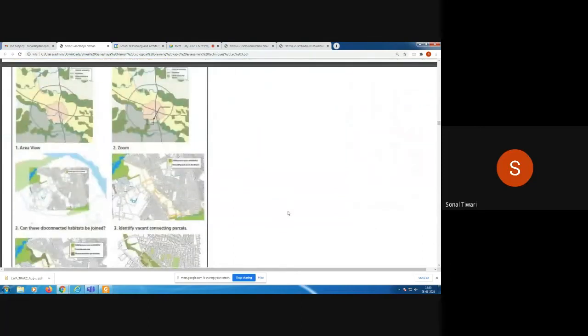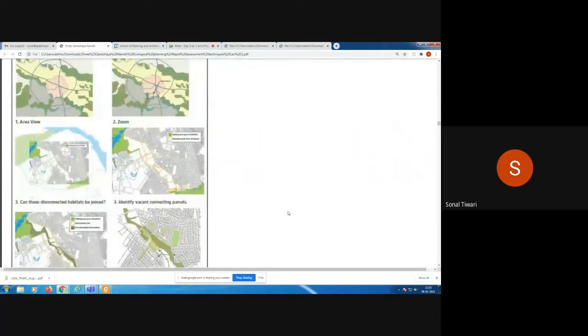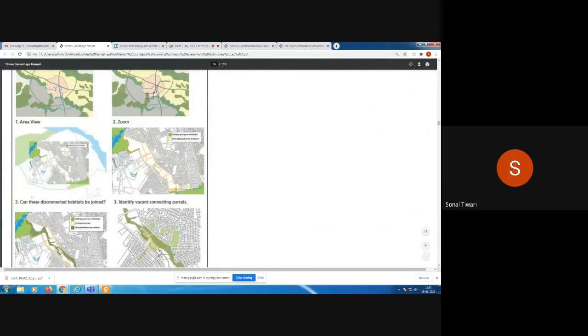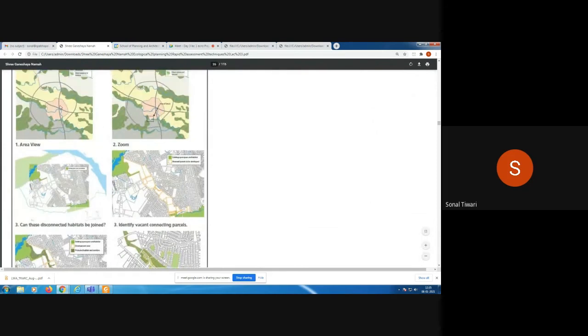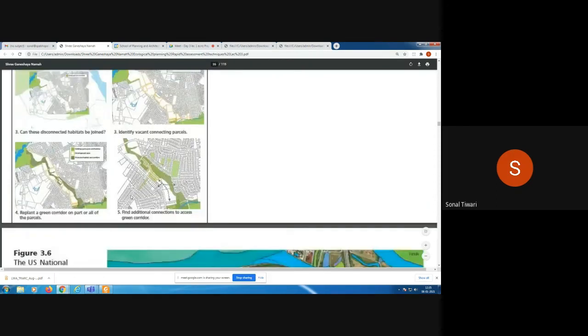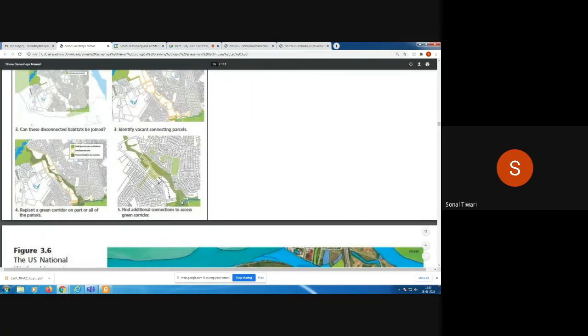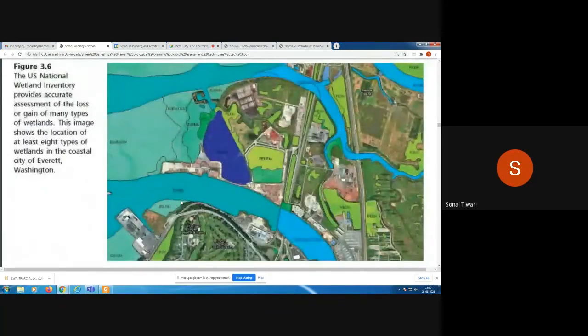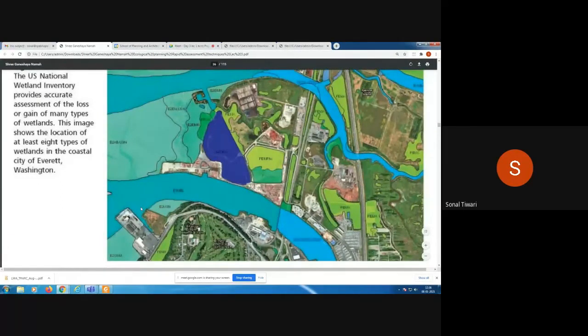So these are a good number of examples. Again, this is another example of a city which disconnects the larger green corridors, and how it can be connected back through open spaces or park space network. So these are some projects across the world which demonstrate green infrastructure development.